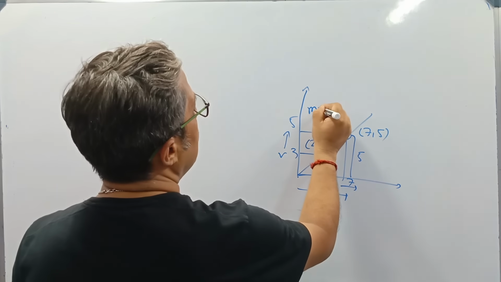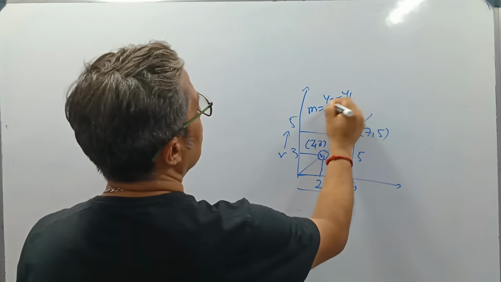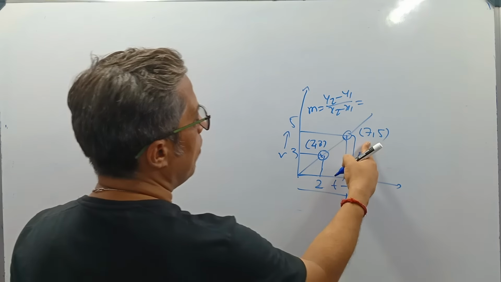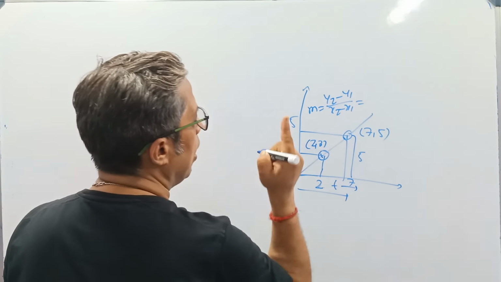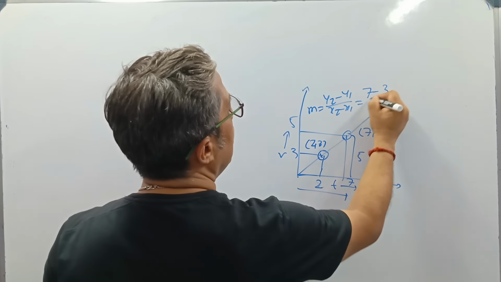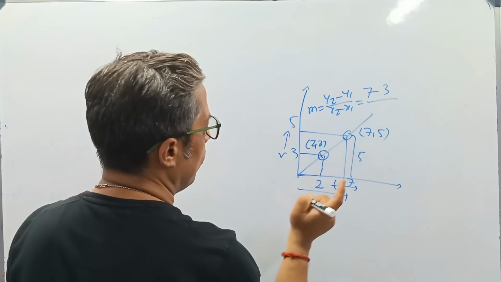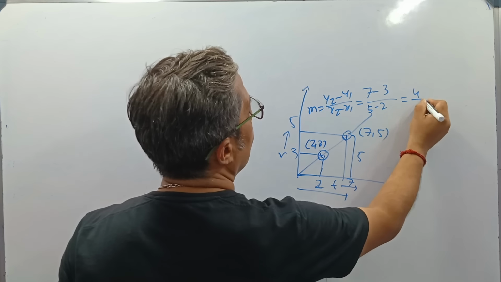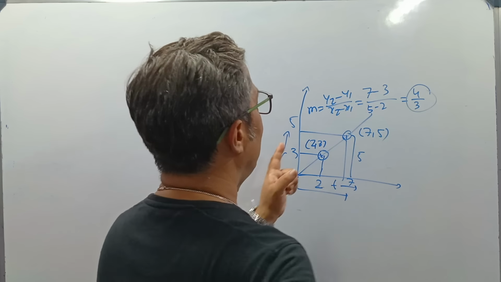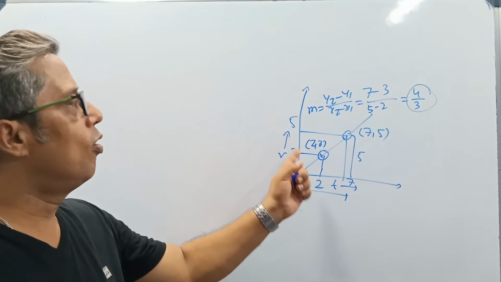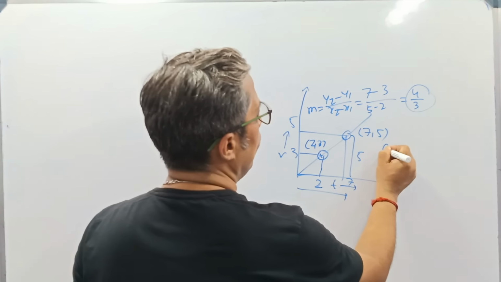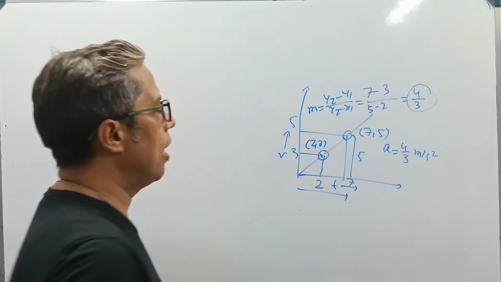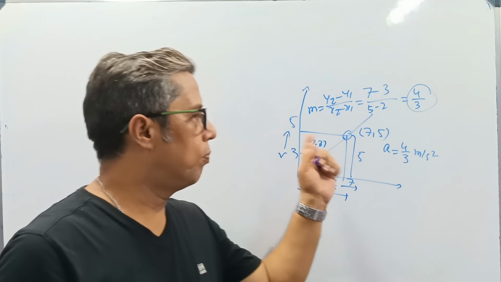That will be m equals (y2 minus y1) by (x2 minus x1). That means it will be (7 minus 3) by (5 minus 2), so you will get 4 by 3. This will be the slope of the straight line and this will be the acceleration. So your answer will be acceleration is 4 by 3 meter per second squared. This is the acceleration from this v-t graph.